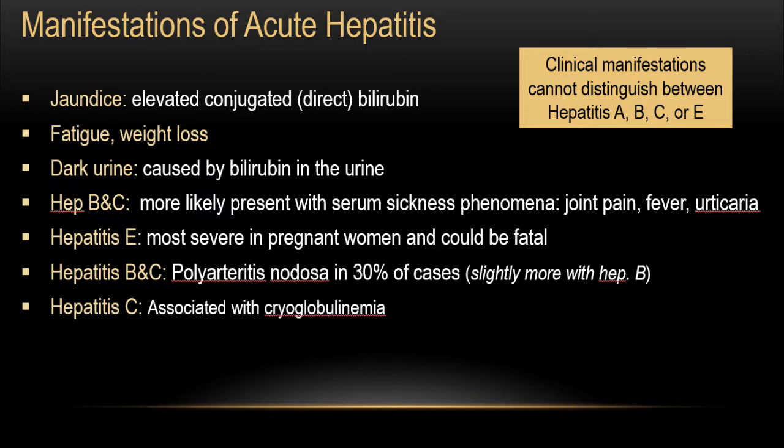Dark urine. In hepatitis B and C, they more likely present with serum sickness phenomena and joint pain, fever, urticaria. Hepatitis E is very prevalent in Southeast Asia. Hepatitis E comes by eating contaminated food.